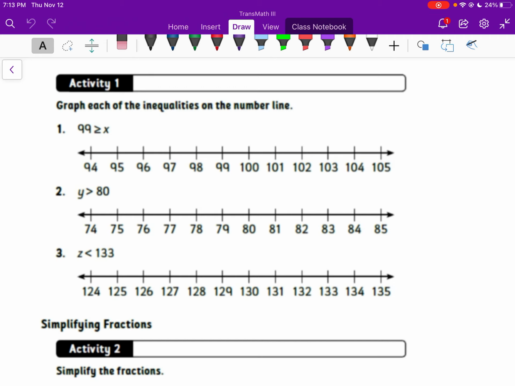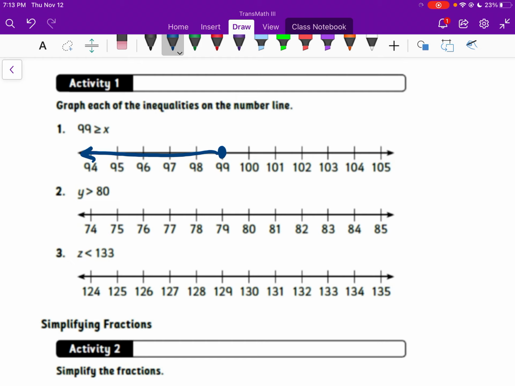So when we read number 1 here, that is saying 99 is greater than or equal to x. So we're going to go to 99 and we're going to have a closed dot, due to the fact that it is greater than or equal to. Now, we want to represent those values for x. So if 99 is greater than or equal to x, that means x is also less than or equal to 99. So we can graph to the left.